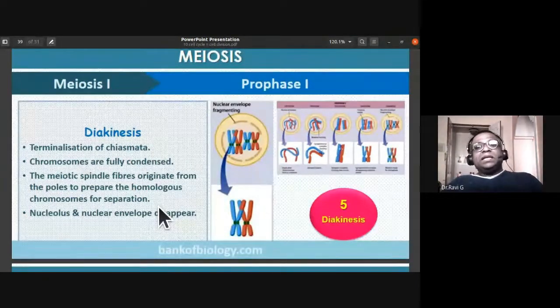In oocytes of some vertebrates, the diplotene stage lasts for many months or many years. Diakinesis is the terminalization of chiasmata. The chromosomes are fully condensed. The meiotic spindle fibers originate from the poles to prepare the homologous chromosomes for separation. The nucleolus and nuclear envelope disappear, as is the case in all the prophase stages.